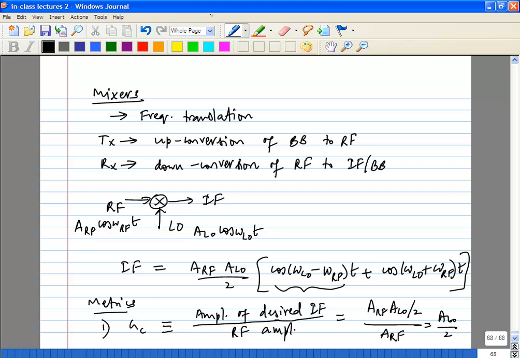Depending on the mixer configuration, the conversion gain will change. You will find that there are cases when the conversion gain can be less than 1, and that's perfectly acceptable. It all depends on your noise figure. If you get enough gain upfront from your LNA, you can have a conversion gain less than 1 for your mixer, as long as you keep the noise also low. We'll come to that. We'll find that there are mixers called passive mixers, where you don't have any inherent gain. You actually have a loss.